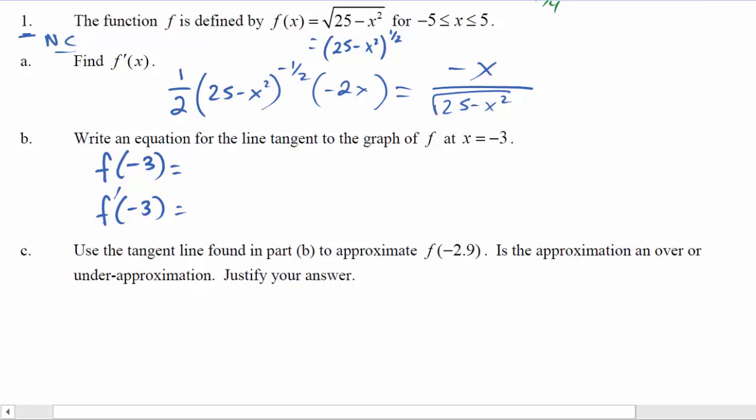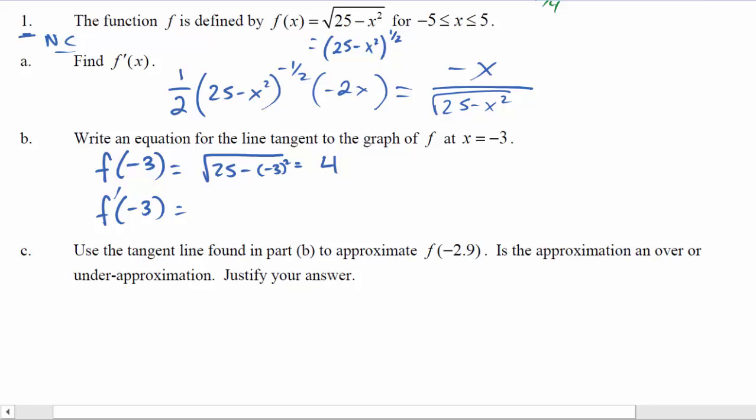So, f of negative 3: plug negative 3 into the original. 25 minus negative 3 squared. 25 minus 9 is 16. Square root of 16 is 4. Not plus or minus 4, just 4.